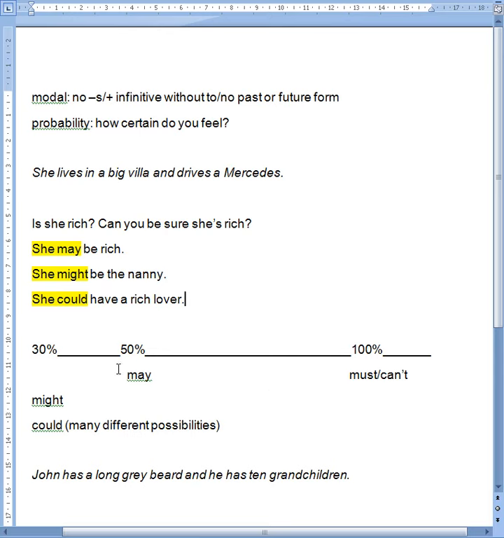She may be rich means we're about 50% certain about this. It's possible, but there can also be other explanations. Might and could are less certain, and could is used especially when you can think of many different alternative answers.